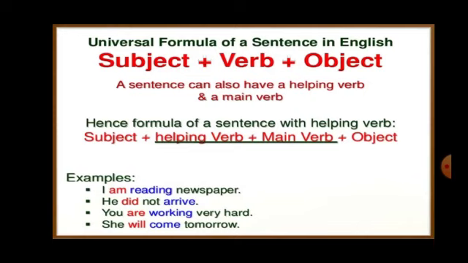Now, the universal formula of a sentence in English: subject plus verb plus object. A sentence can also have a helping verb and a main verb. Hence, the formula of a sentence with a helping verb is subject plus helping verb plus main verb plus object. For example, I am reading newspaper. He did not arrive. You are working very hard. She will come tomorrow. So children, you have marked here that we have used helping verbs like am, did, are, will with the main verb.